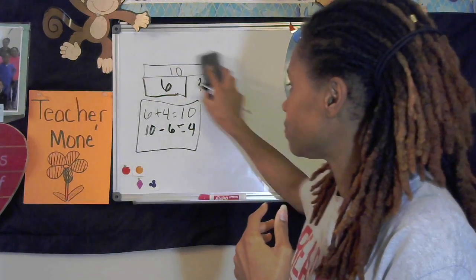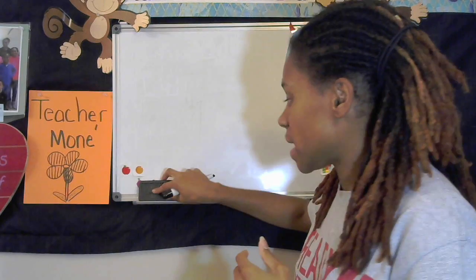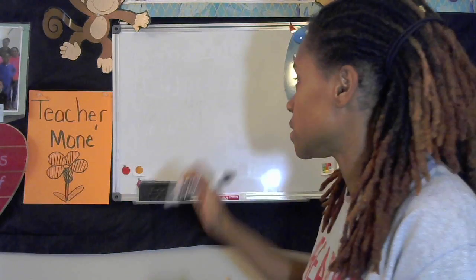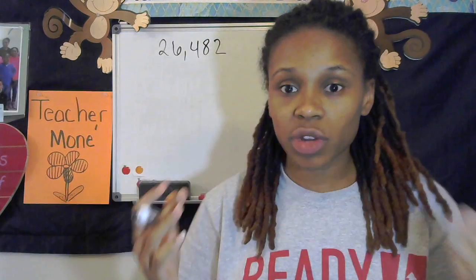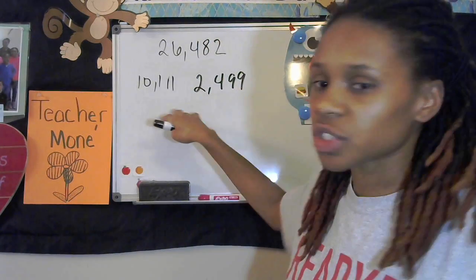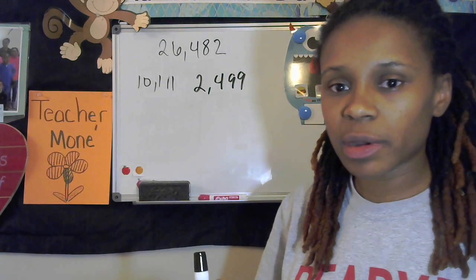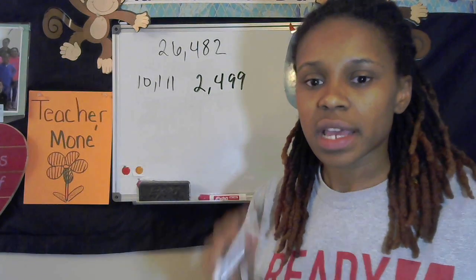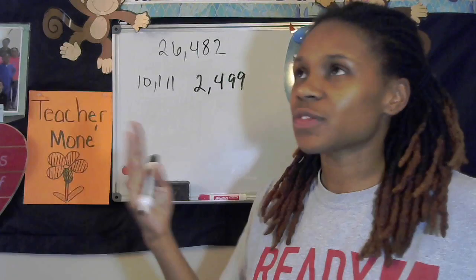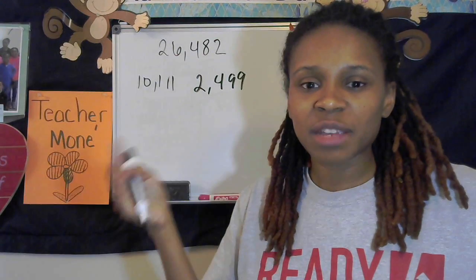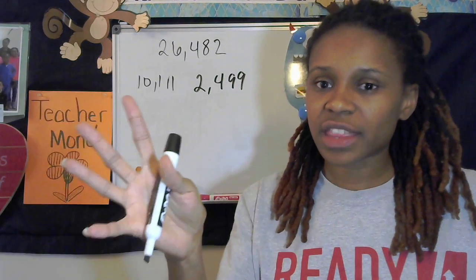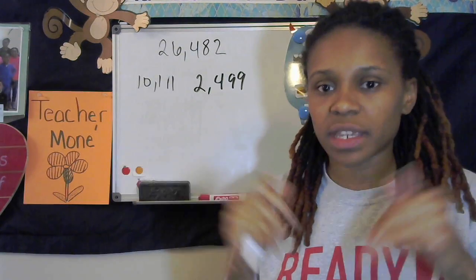Now their problem will say something like, there are 26,482 seats in an arena. 10,111 people came in first and filled the seats. 2,499 people came in second and filled the seats. How many more people came in the third round to fill up the arena?